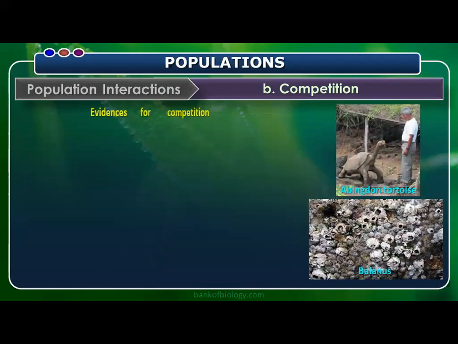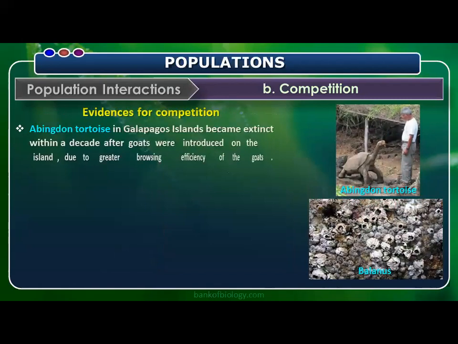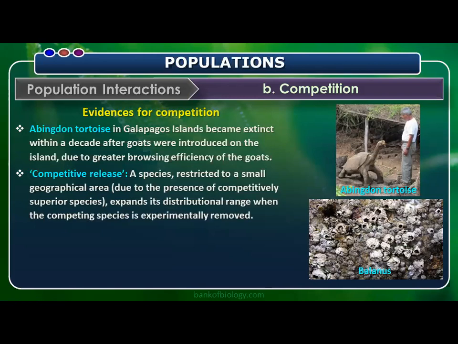Next, very important things are all here. We used to get a question from here. Abingdon tortoise, with an example you can learn this here. Abingdon tortoise in Galapagos Islands became extinct within a decade after goats were introduced on the island due to the greater browsing efficiency of the goats. The Abingdon tortoise in Galapagos Islands got extinct.